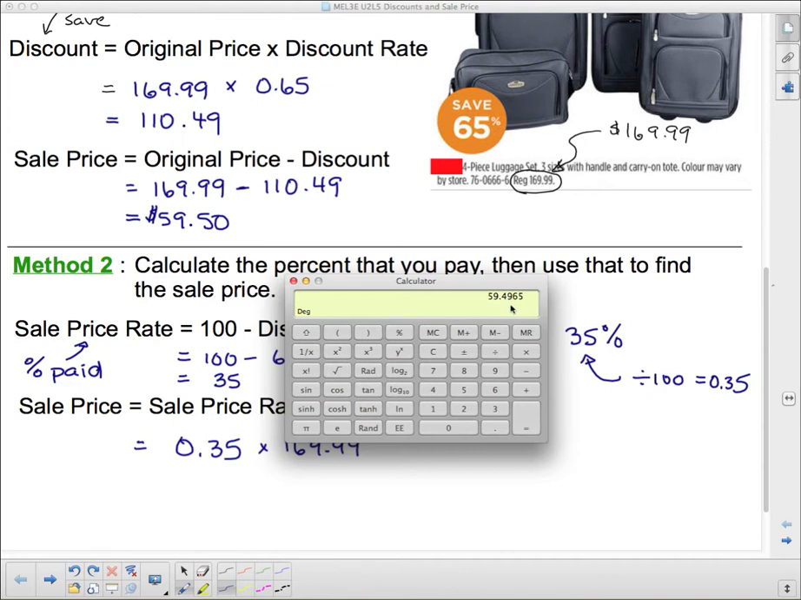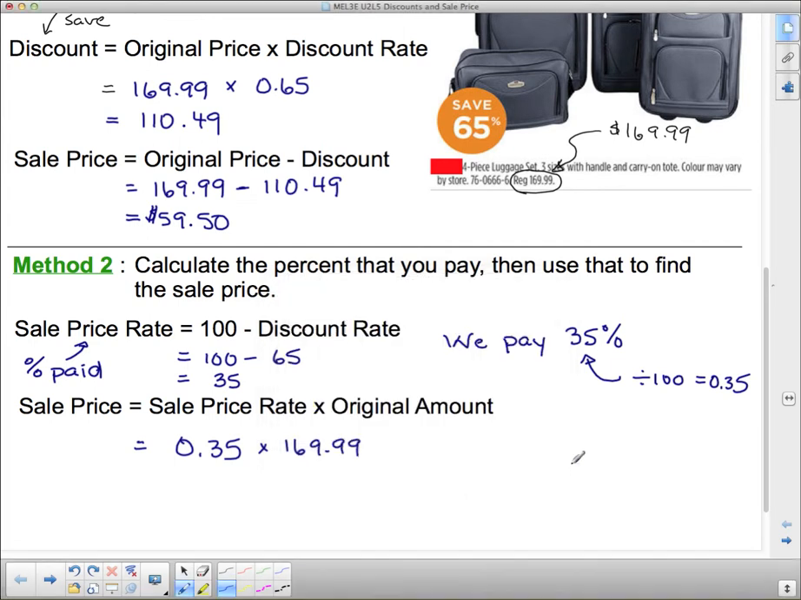And remember, when I'm rounding this off, I always round to the closest cent, which is two decimal places. So I have to look at the six here, and it's bigger than five. So anything five and bigger will bump this up. So it bumps that 49 up to a 50. So we get the same thing, $59.50.